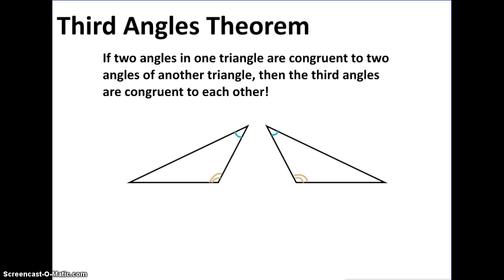Now the third angle theorem says if two angles in one triangle are congruent to two angles of another triangle, then the third angles have to be congruent to each other. Here's why. If this is, say, 20 and 100, then this is also 20 and 100. Basically, I would do the same thing we've been doing for the last couple of problems. 180 minus 100 minus 20 gives me 60. So if the two angles are congruent, then the third is automatically congruent. This is going to be very important when we talk about angle-angle similarities.